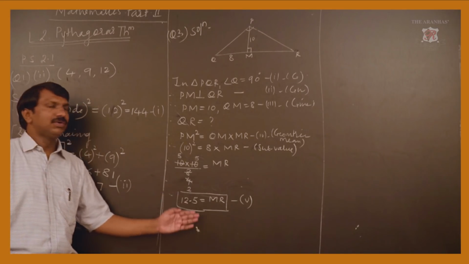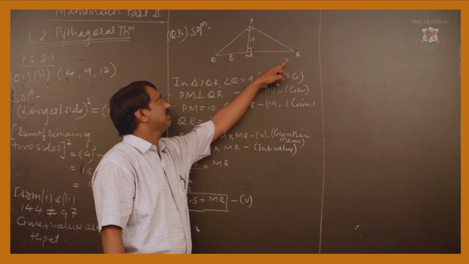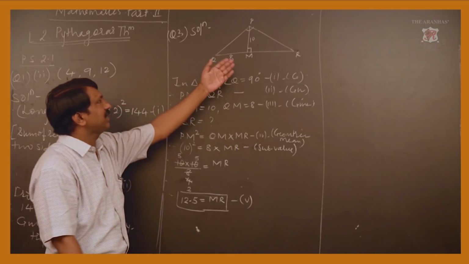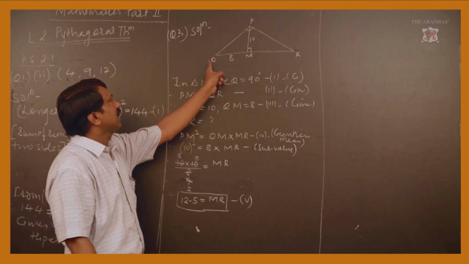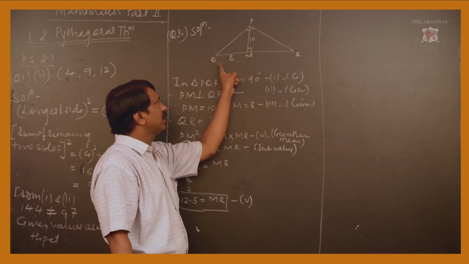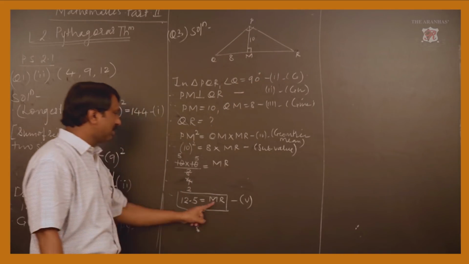After finding MR, what do we have to find? What is the length of segment QR? If you see your diagram, you will immediately know segment QR is divided into two parts: one is QM and the second is MR. So, MR we already found.